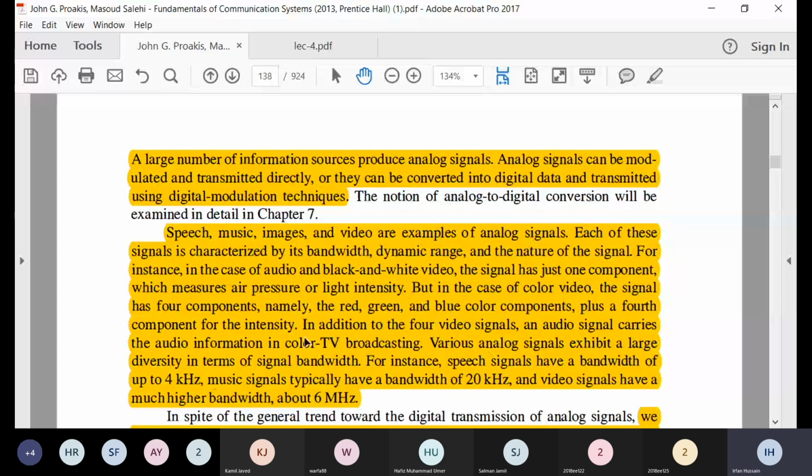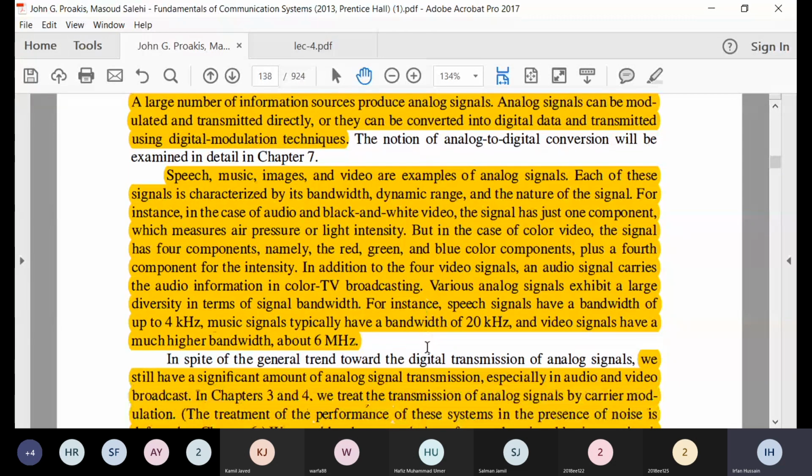If you have color video, then you have red, green and blue components, then another component for intensity. You also need an audio signal for color TV broadcasts. So all these 4 or 5 signals need to be sent, 1 audio and 4 video. Analog signals, as I've told you, have different bandwidths. For example, speech has 4 kilohertz, music is up to 20 kilohertz, while video signals occupy about 6 megahertz.